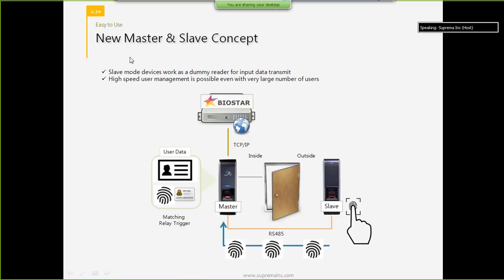In BioStar 2, there's a new master and slave concept. In BioStar 1, you had to send all the user information and access group information to a slave device connected through RS-485, which is very slow. We had a lot of issues with this, so we changed the concept. Now the slave device works as a dummy reader. Once it reads a template, it sends it to the master device. The master device does the matching, checks all the privileges, and sends the result back to the slave device.